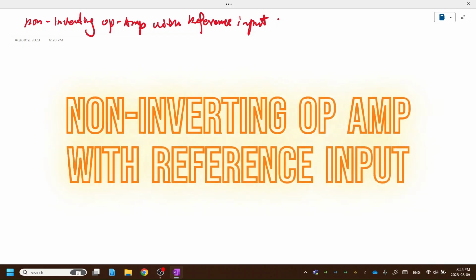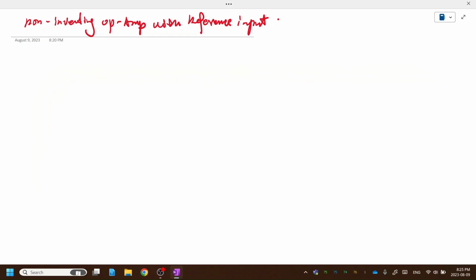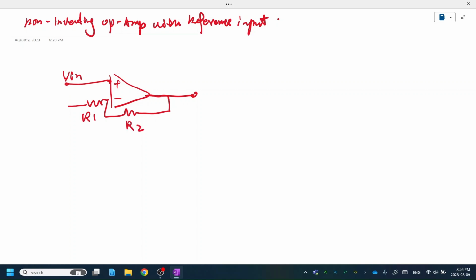In this recording, we talk about non-inverting op-amp with reference input. We start from a basic op-amp circuitry like this. So we have V in at the non-inverting input, and R1 here, R2, and V out, reference voltage here, 0 volts, and V out.